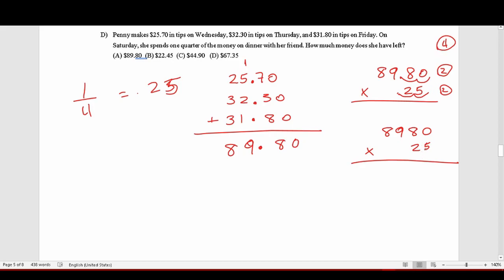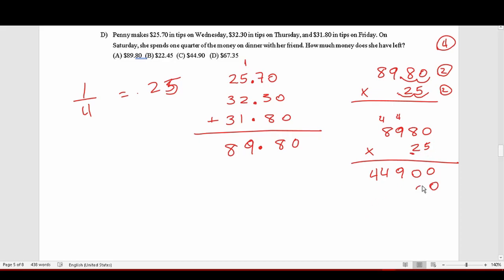So let's go ahead and work this out. 5 times 0 is 0. 5 times 8 is 40. Carry the 4. 9 times 5 is 45. Plus 4 is 49. Carry the 4. 5 times 8 is 40. Plus 4 is 44. Let's add a 0 since we're starting this number.